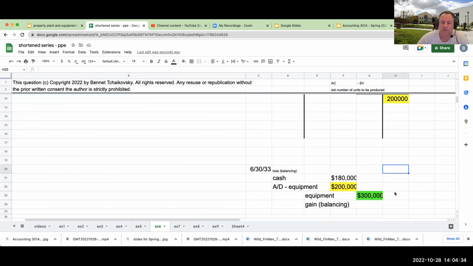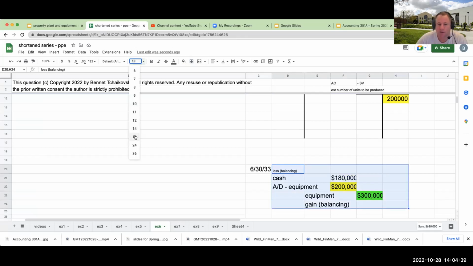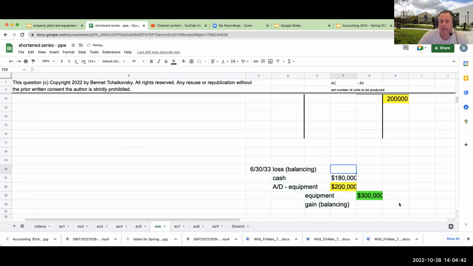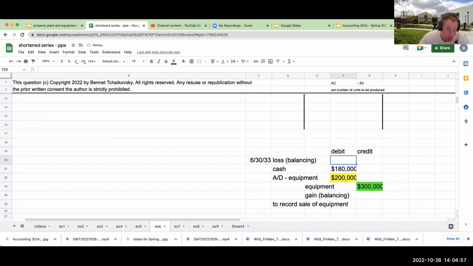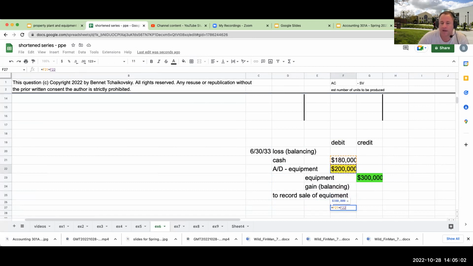This is by far the hardest part of doing these questions: what is the amount of my accumulated depreciation? So if we follow this particular journal entry, when we go through and do this type of question, I say to myself, this is to record the sale of equipment, and this is going to be my debits and my credits. Okay, so over here, I've got 380,000 of debits. I have 300,000 of credits. To balance this, I'm going to need a gain of 80,000.